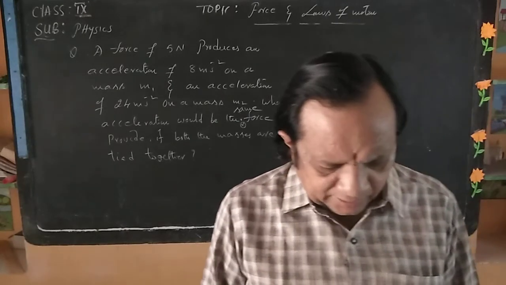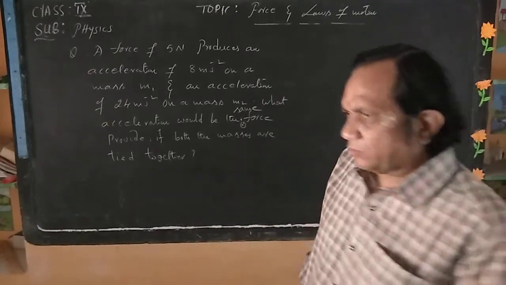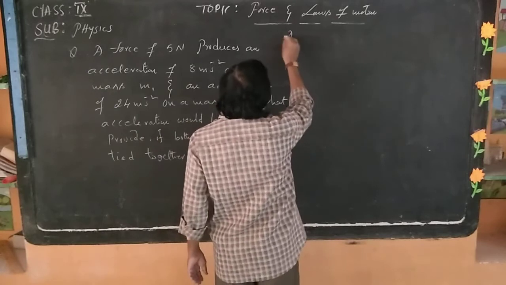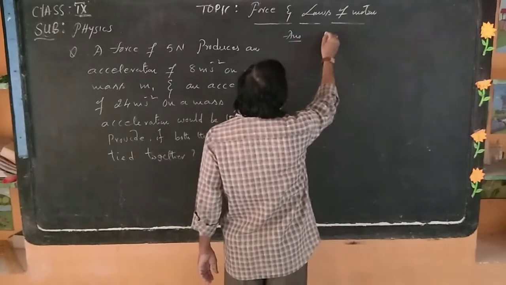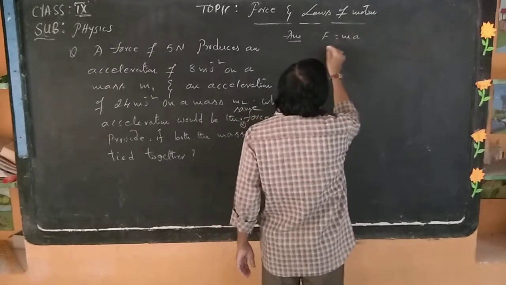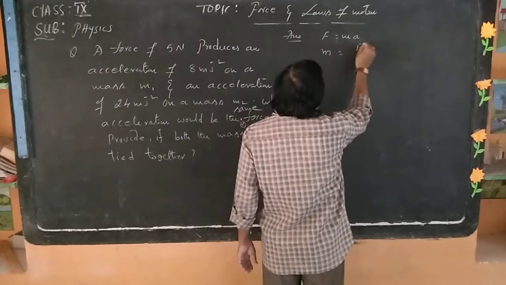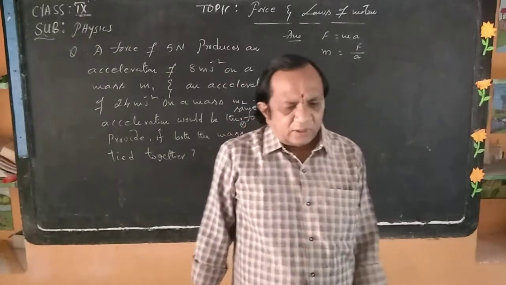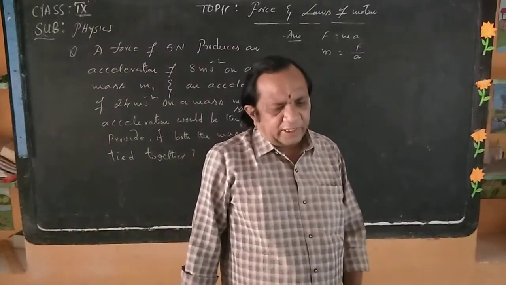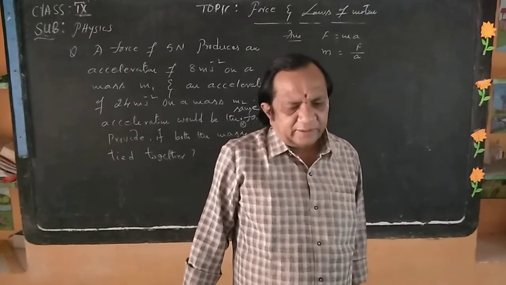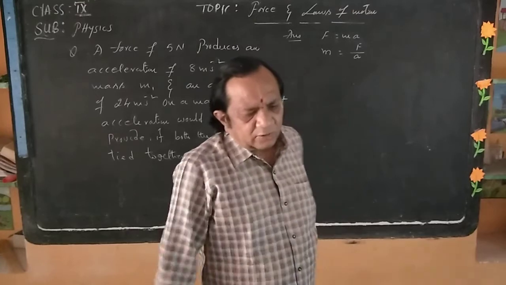Now first we have to find m, using the application F is equal to ma. So the application will be the same. Solution: F is equal to ma. From that, to make m the subject, we get F by a. By applying this formula, we can calculate the mass of the first body, and similarly the mass of the second body.